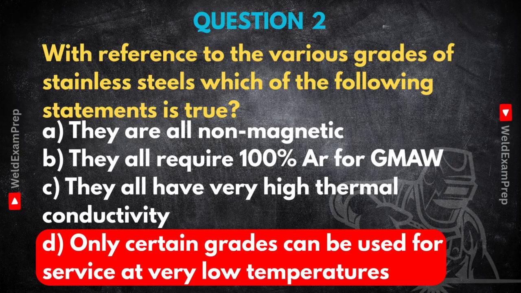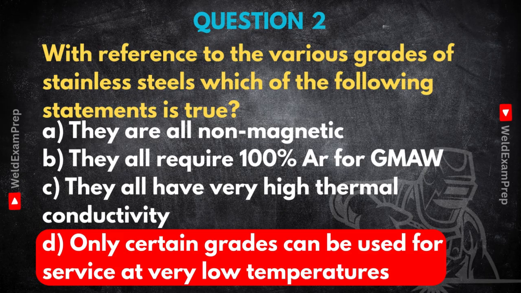Okay. Option B, shielding gas for GMAW or MIG-MAG welding, 100% argon. Sometimes yes for some grades, but often you're using mixes: argon with CO2 or helium or even a bit of oxygen, depending on the specific stainless and what you're trying to achieve. So B isn't universally true. Makes sense. Different recipes for different metals.